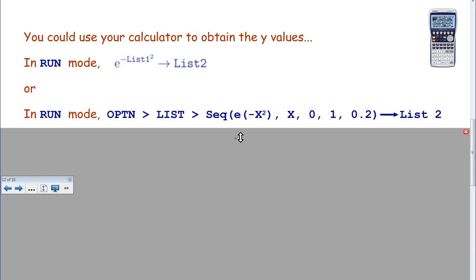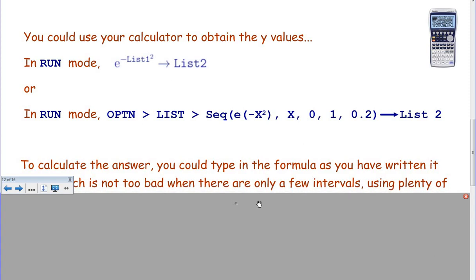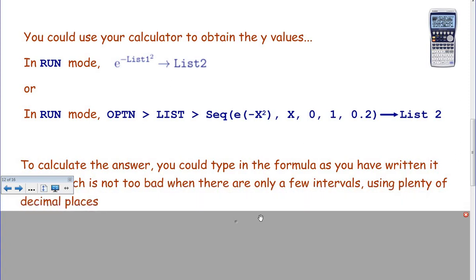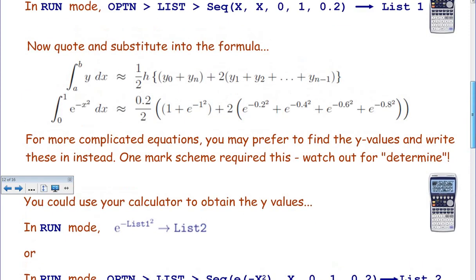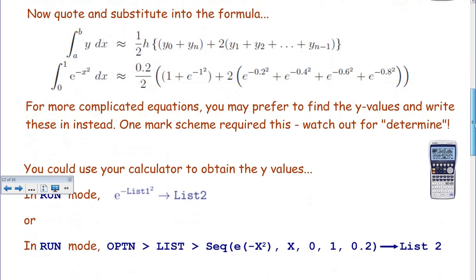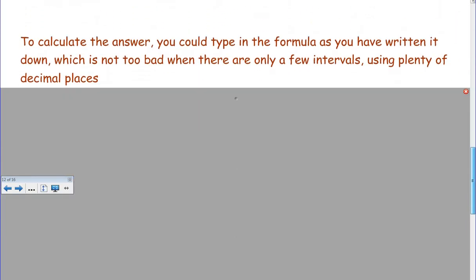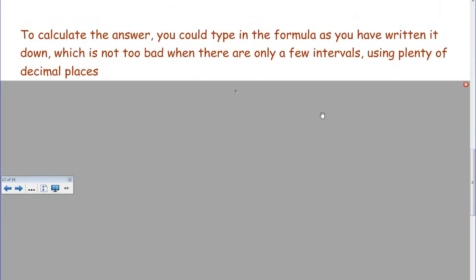Alternatively, you can use the method we used for rectangles and set up a sequence. So we're still in the option of list, sequence, and the sequence we want is e to the minus x squared, where x is the variable going from 0 to 1 in steps of 0.2. And I have stored that in list 2. So to calculate our answer, we can just type it in. If we look back at what we've got, here's our method. You can type that in as you see it, but if, like me, you're likely to make silly mistakes when typing, there's a slightly more efficient way of doing this. And I will show you on the calculator.